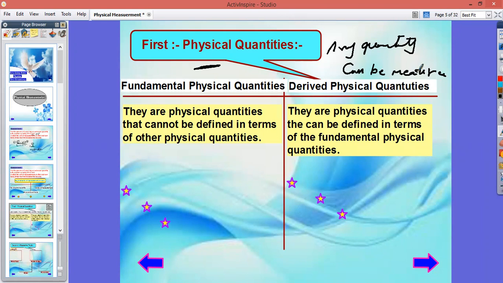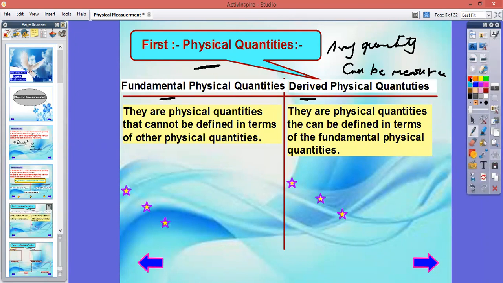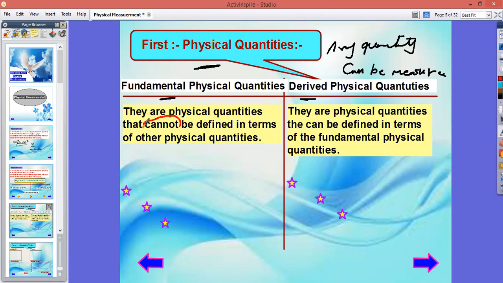Okay, now what are the types of physical quantity? We have 2 types. Number 1, fundamental. Number 2, derived. What are the differences between them? Fundamental quantity is a physical quantity that cannot be defined in terms of another physical quantity. It doesn't need another physical quantity to describe it.